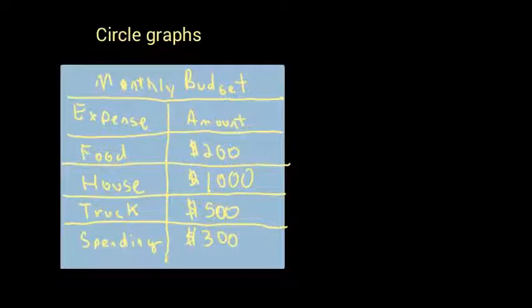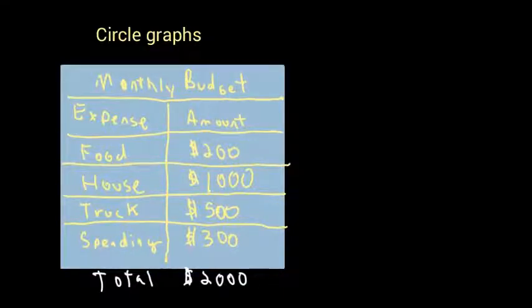So the first thing you have to do is figure out what the total is for my budget there. So I add 200 plus 1000 would be 1200. Plus 500 would be 1700, plus 300 would be 2000. So my total monthly budget is $2,000. Based on that, I can use the numbers there to find the percent of the circle that each one of those categories will take up. So what you're going to do is put the amount over the total.